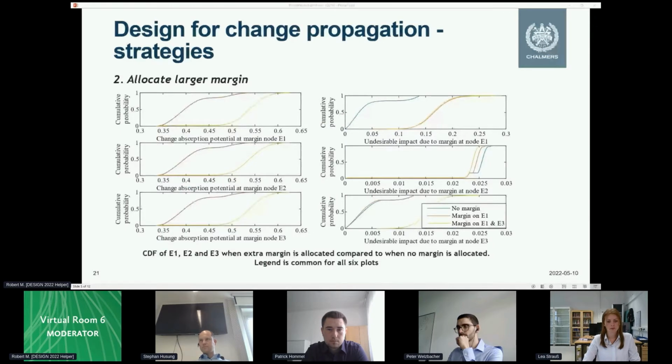A second strategy to reduce propagation could be to allocate extra margins wherever needed. Here, note that adding margins indiscriminately may not be helpful. There are these limiting cases which cause margins to remain unutilized to a large extent. For instance, you can see that absorption potential does not increase when margin is added only to E1, but increases when added to E3 as well. This can be seen on the graphs on the left.